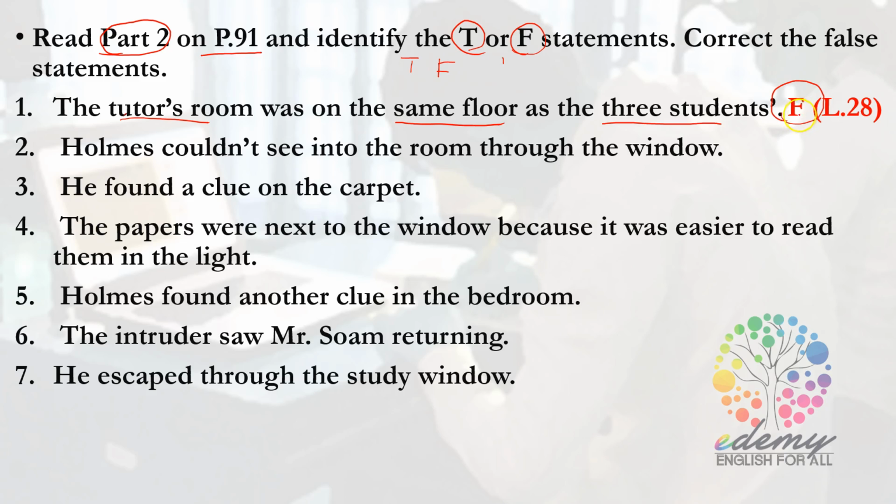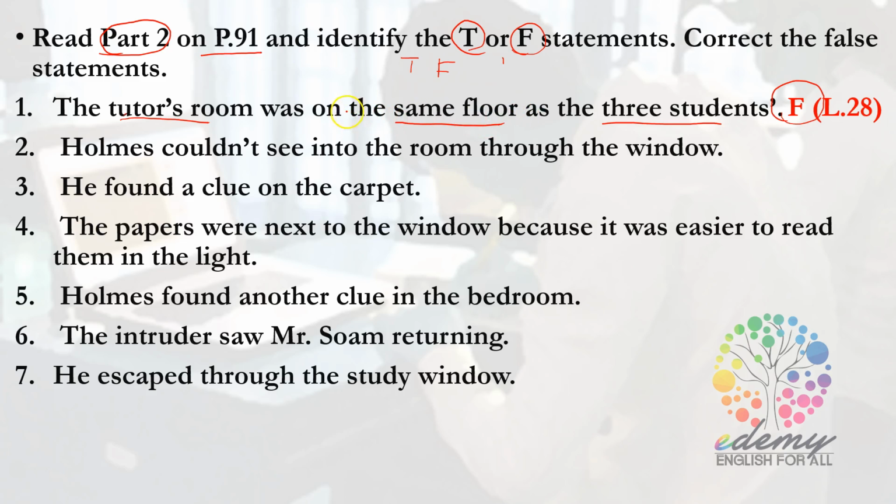They walked toward the tutor room, which was on the ground floor. It means that their tutor room was not on the same floor as the 3 students, like he is on the ground floor and then the 3 students are above him. So it means that the sentence is false, so we have to correct it.